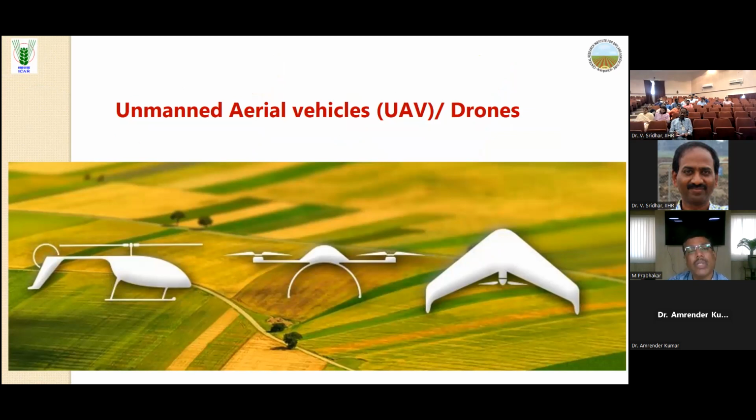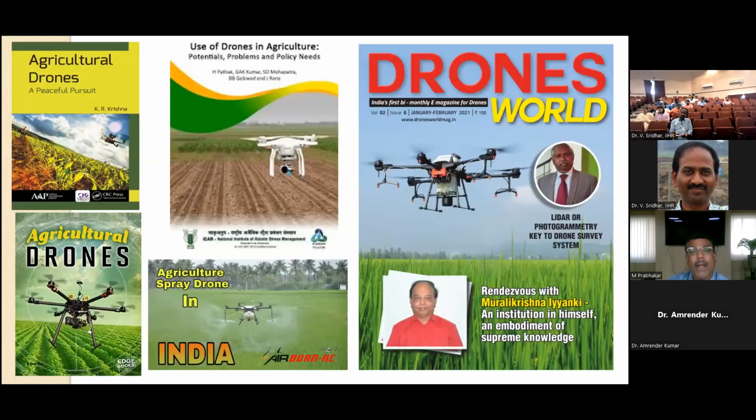Now, moving on to the last part, unmanned aerial vehicles, called drones in short. Now, drones are finding several applications. You can see there is a lot of publicity. If you just Google it, in agriculture particularly, it's coming up. You can see the Government of India has also initiated the use of drones in agriculture.